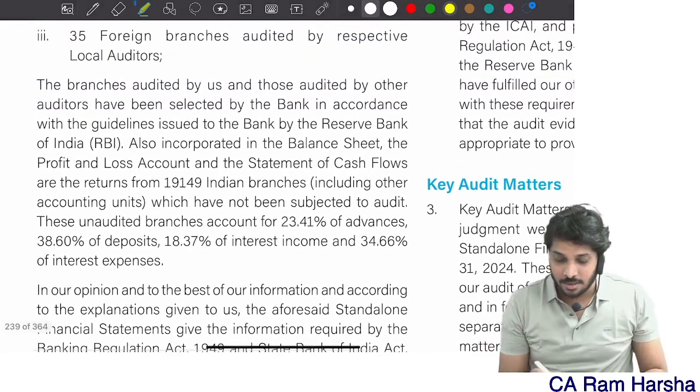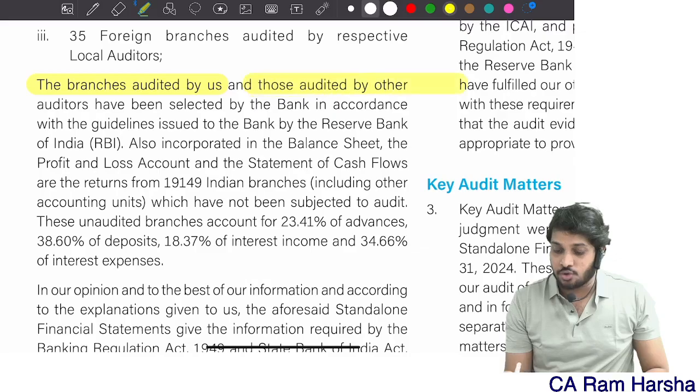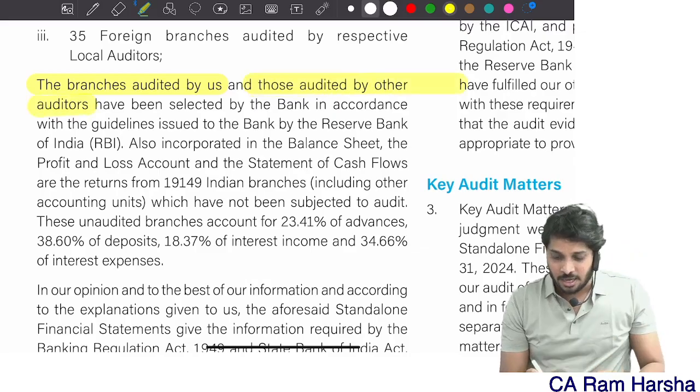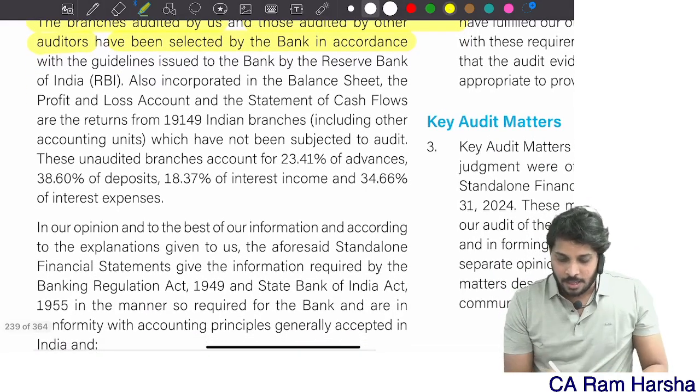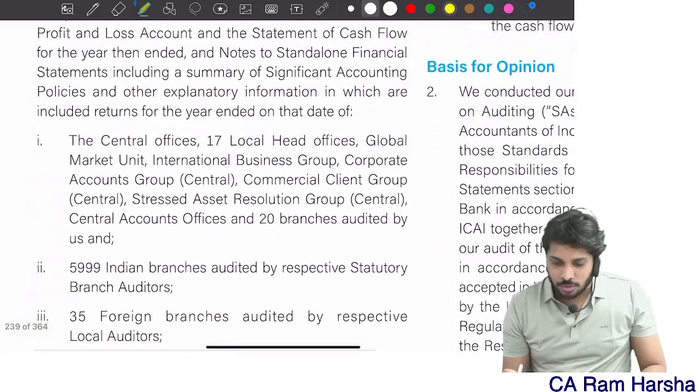What are they saying here? The branches audited by us and those branches audited by others were selected by the bank, so and so. These unaudited branches are so and so.